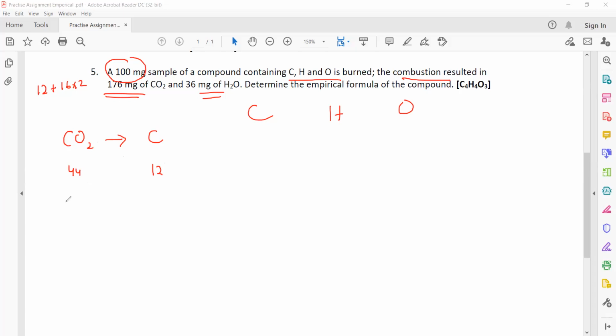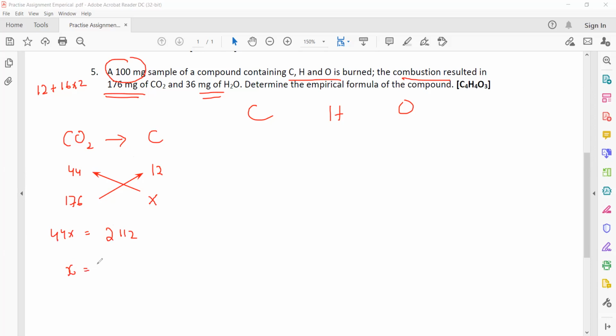So if we have 176 milligrams, then how much carbon will be there? X. How do we get this carbon? We cross multiply, because in one molecule of carbon dioxide there is one carbon atom, or we can say if we have 44 grams of carbon dioxide, it has 12 grams of carbon. So if we have 176 milligrams, how much carbon will be there? It will be X. So 44X is equal to 12 multiplied by 176, which is 2112, and that is divided by 44.